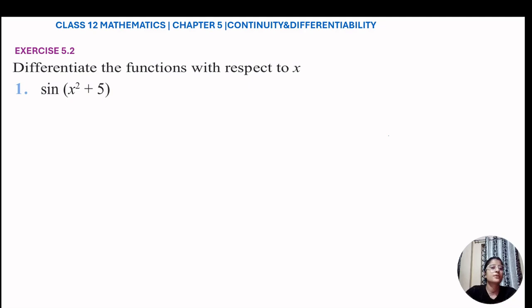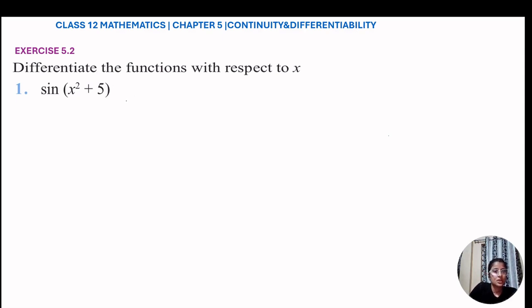So in this video we're going to start with question number 1 of exercise 5.2. What do we have to do in this question? Differentiate the function with respect to x. As you can see, this is our function for the first question.